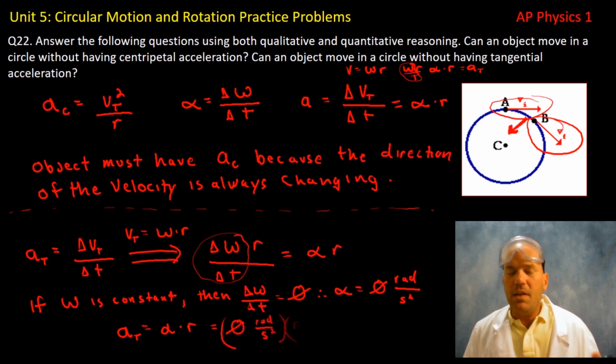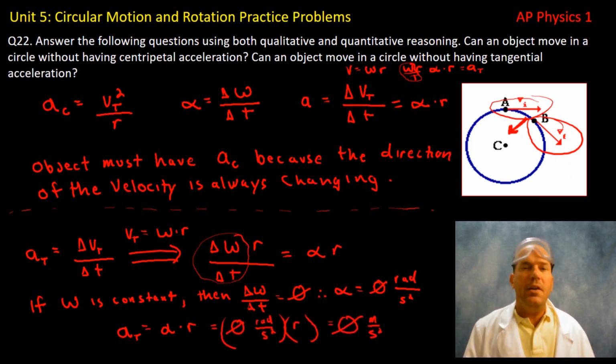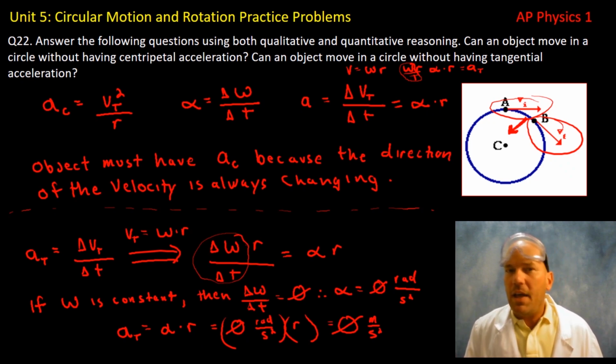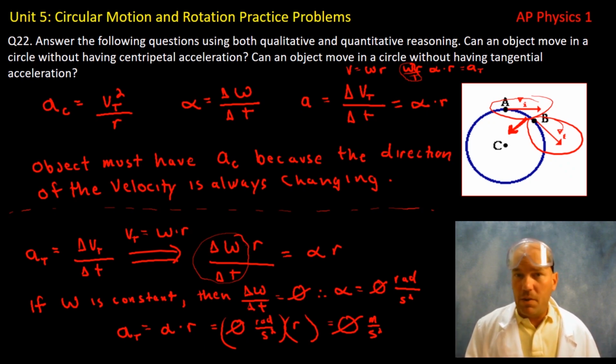Okay? And so we're showing here mathematically, just by putting in 0, so using some quantitative reasoning, that if the angular acceleration is 0 because the angular velocity is not changing, then we get an answer of 0.